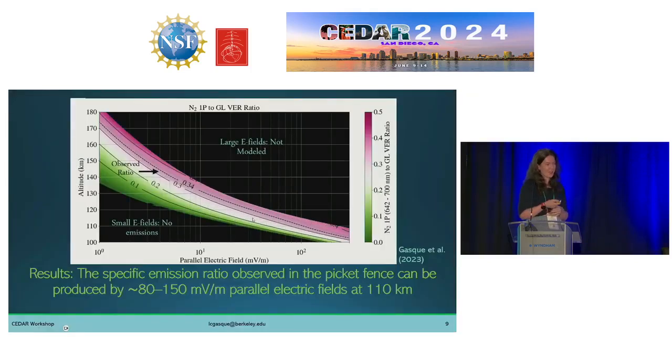In particular, we found from this that at 110 kilometers, a typical picket fence altitude, we can reproduce that specific emission ratio that we observed in the picket fence with a parallel electric field between about 80 and 150 millivolts per meter. It's a high electric field, but it's not implausible. That is to say that this is a viable alternative to particle precipitation, and this is perhaps where the emissions in the picket fence come from.